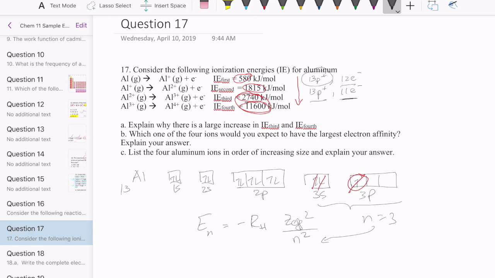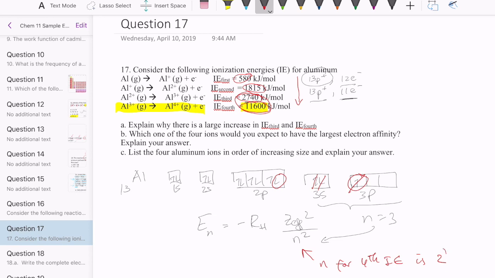Now, when you go to the fourth ionization energy, which is the one that we're interested in right here, 11,600, that one now requires you to remove this electron, which is in a 2p orbital. So now the n for the fourth ionization energy is now 2.